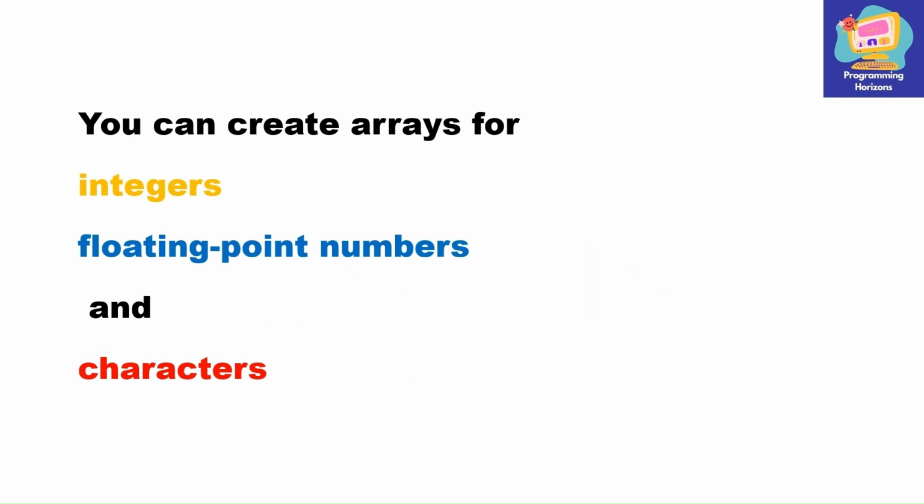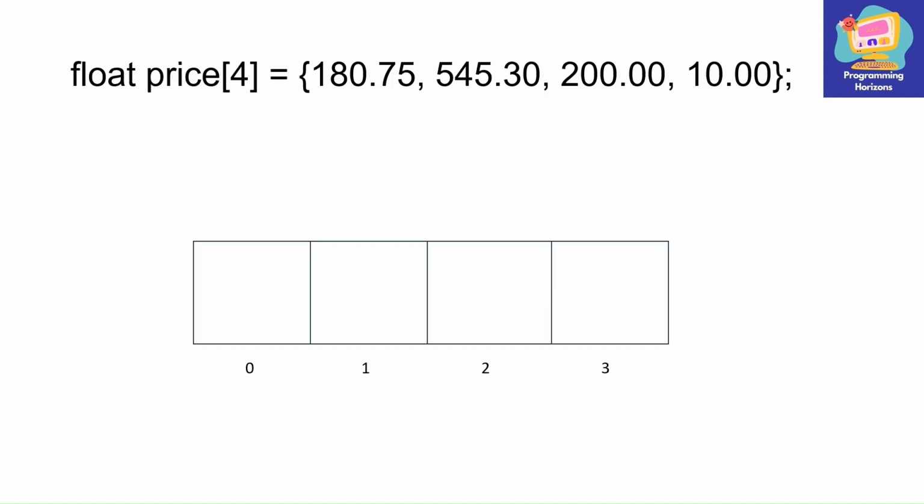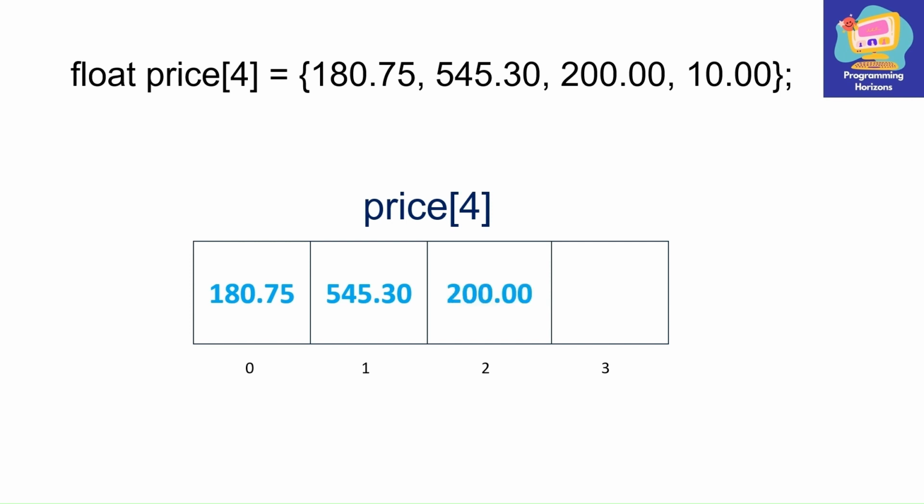You can create arrays not only for integers but also for floating point numbers and characters. Here is another example of an array of floating point type. The name of this array is price and its size is 4. So the first value of 180.75 will get stored at index 0, the second value will get stored at index 1, the third value at index 2 and fourth value at index 3. Once again, these values will be stored at consecutive memory locations by the compiler.